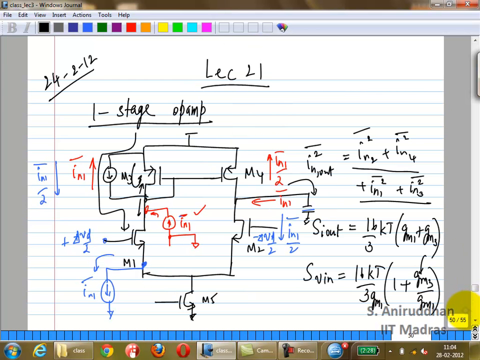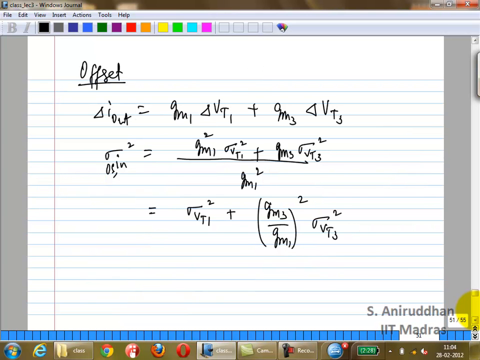So we started off with the one-stage op-amp. We looked at the noise of the one-stage op-amp, right? That happened to be 16 kT over 3 gm times 1 plus gm3 over gm1. That is the input referred noise. Then we looked at the input referred offset in terms of the VT mismatch. And of course, it had a similar kind of dependence as the input referred noise, right?